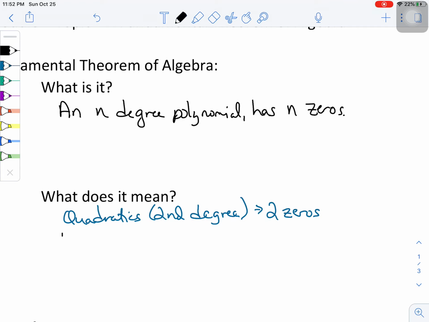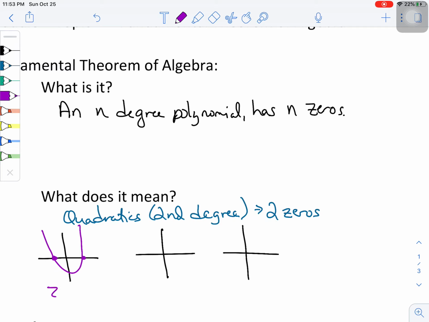So for example, there are three different ways that quadratics can be graphed depending on your zeros. Now, I'm going to draw these graphs all as concave up just to keep them all the same. It doesn't particularly matter. You could draw them all concave down too. So you could have a quadratic that clearly crosses the x-axis twice. This has two zeros. All right, two real zeros.